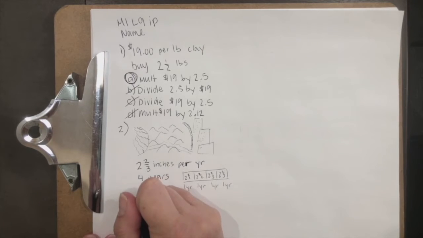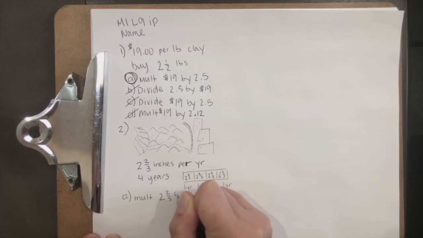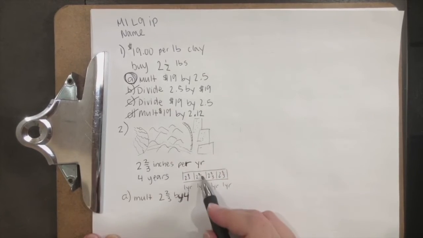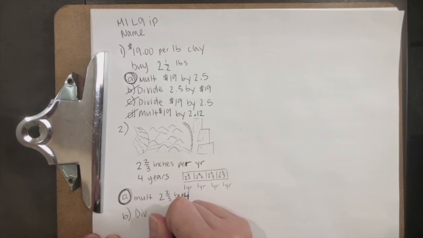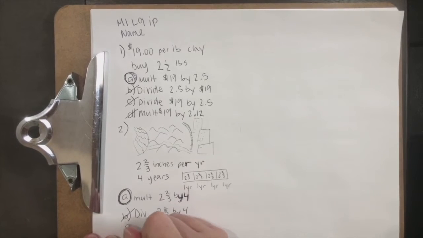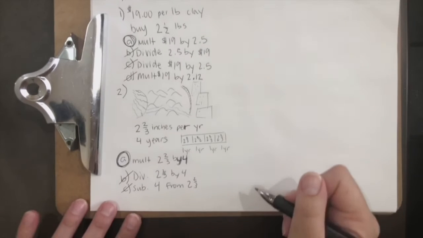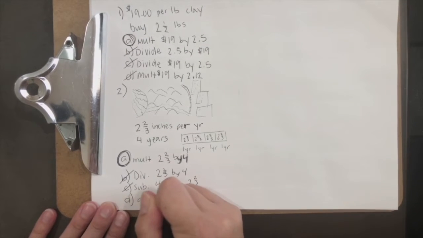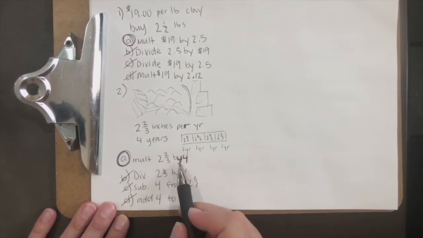So of our options, A says multiply 2 2/3 by 4. And that's already the correct answer because we've got to multiply 2 2/3 by 4. B says divide 2 2/3 by 4. That's not correct. C says subtract 4 from 2 2/3. That's not correct. And D says add 4 to 2 2/3. That's not correct either. We've got to multiply. Okay.